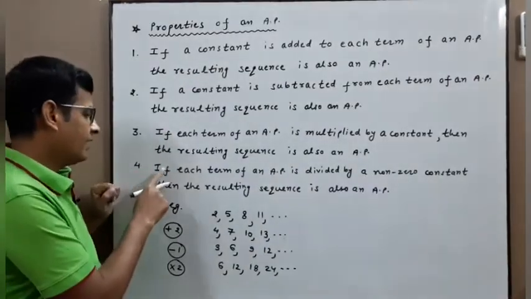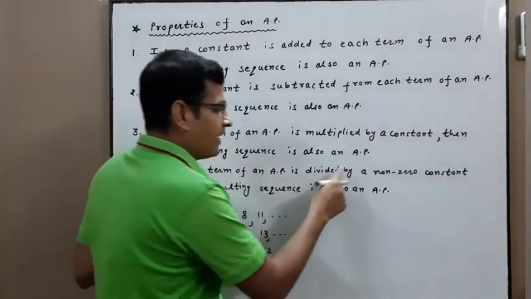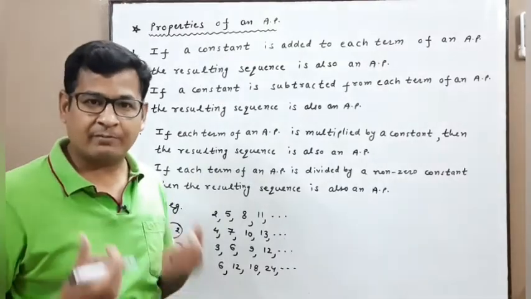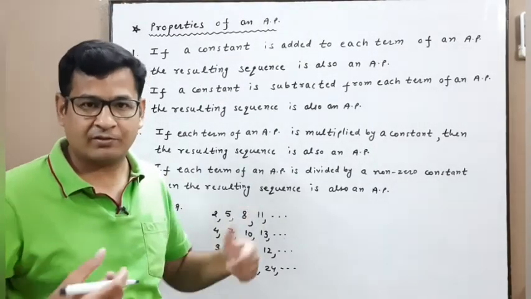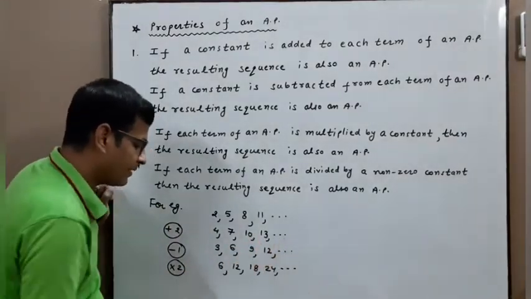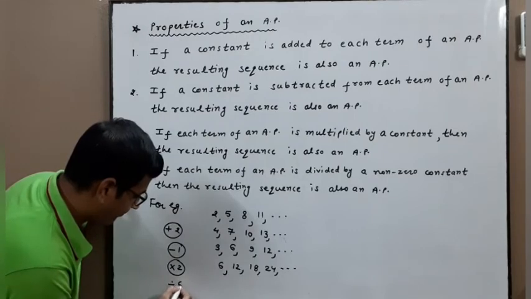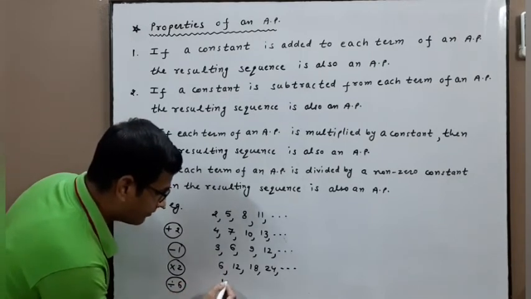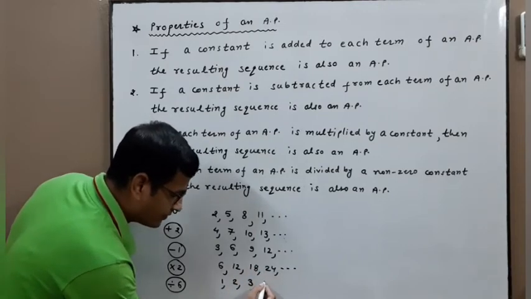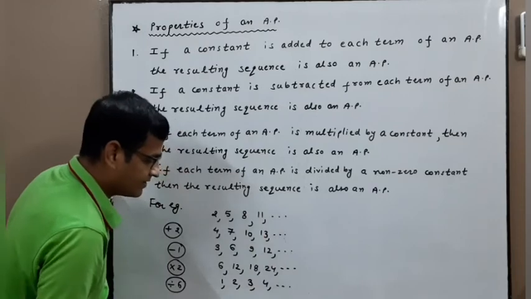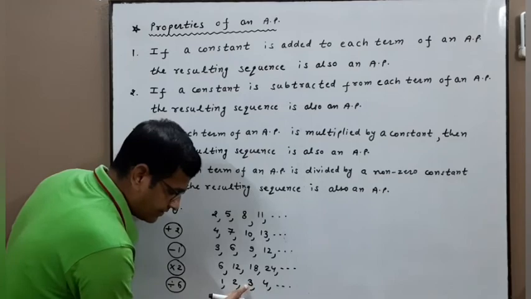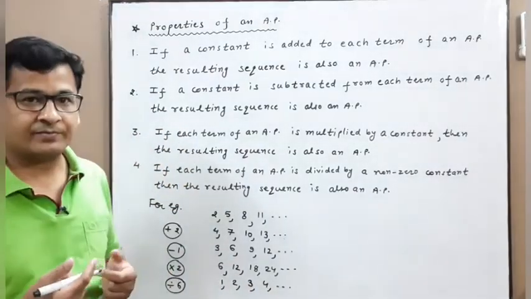And the last one: if each term of an AP is divided by a non-zero constant. Why do I say non-zero constant? Because in maths we can't divide any number by 0, it is meaningless. 1 upon 0, no meaning. 2 upon 0, no meaning. That's why non-zero constant. So divide this sequence by 6. 6 upon 6 is 1, 12 upon 6 is 2, 18 upon 6 is 3, 24 upon 6 is 4. Now check the resulting sequence: 2 minus 1 is 1, 3 minus 2 is 1, 4 minus 3 is 1. So again it is an AP.